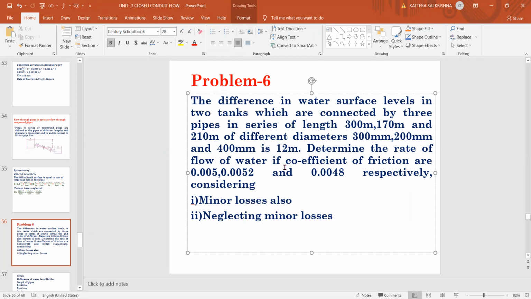Previously, from these pipes in series and parallel, they have asked long answer questions many times. Problems will be asked. So it is also one of the important topics from this unit.